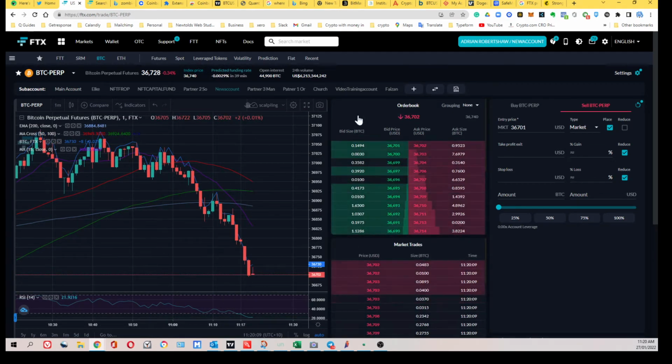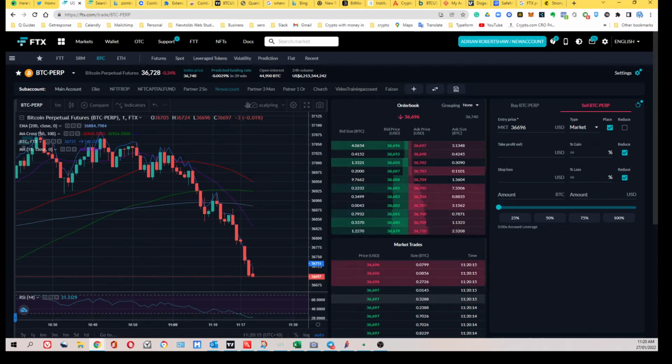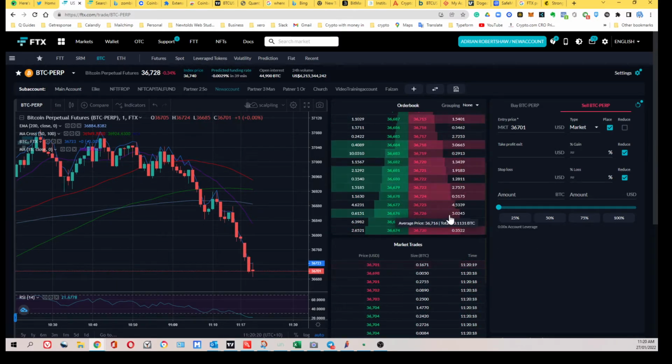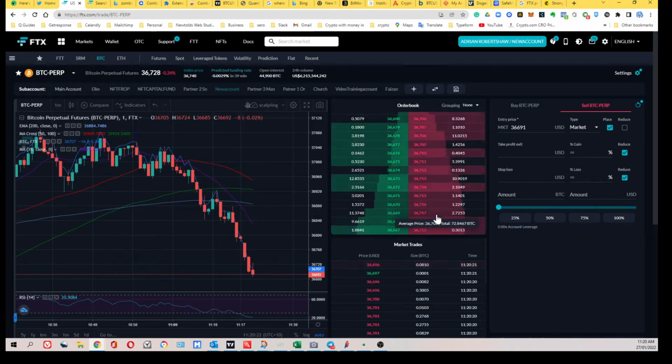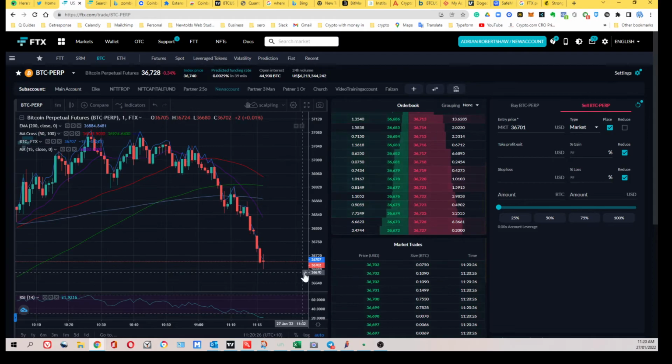So while I'm here, I'll just show you quickly a few things. This is what's called the market trades. These are the trades that are happening at the moment. You can see a lot of red coming up at the moment, and a fair bit of green now. And these are actual buy and sell. You see the red's fairly strong at the moment. When that starts to fill out, that's when you'll start to see a turnaround a little bit.